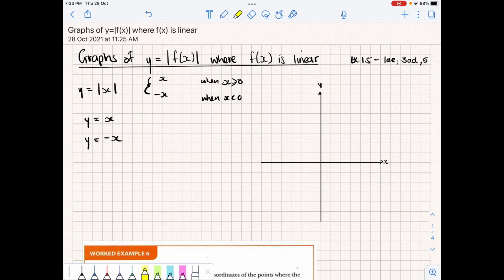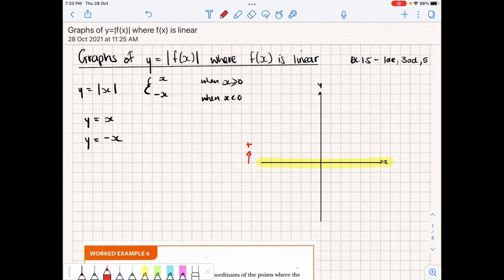We need to remember that modulus is always positive. And when we think graphically, anything that's above the x-axis, where y is equal to 0, is positive. So at this stage, for these simple linear functions, we cannot get anything below the x-axis.